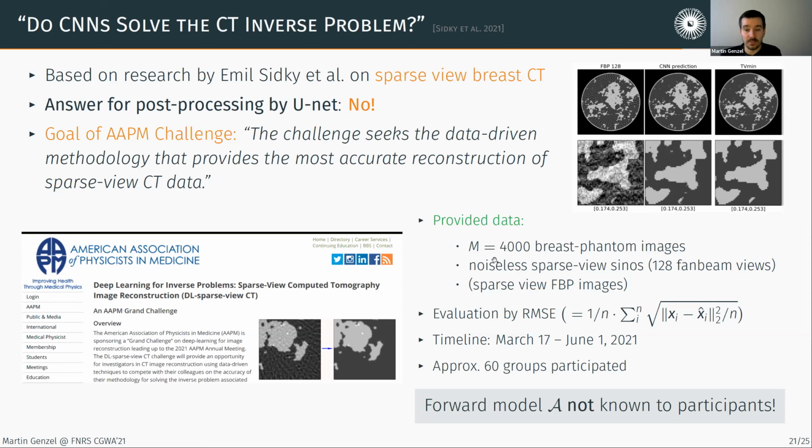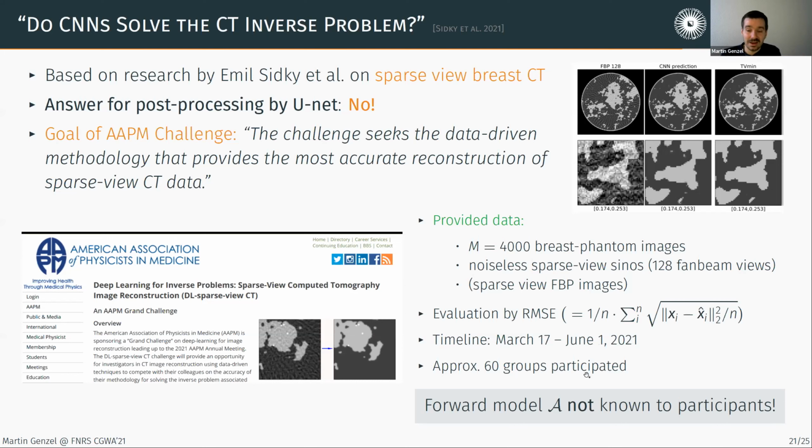They provided simulated data like this, in total 4,000 images: pairs of ground truth images and sinogram measurements. The error was measured in a normalized version of the mean squared error, and the time frame for the challenge, from release of the training data set to final submission of the test results, was about 3 months. About 60 groups participated, and I think 25 of them really submitted their method in the final evaluation.